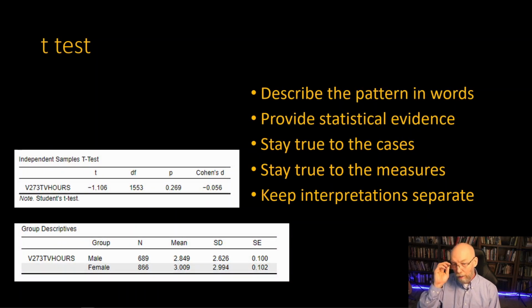So here are the t-test results that we saw, and we're going to try to describe the pattern in words, provide statistical evidence so that people can decide if they agree with us in how we've described things in words. We described it in words because most human beings understand meaning in words, not in numbers, and so they want us to describe the pattern in words. We want to make sure they understand what cases are involved.